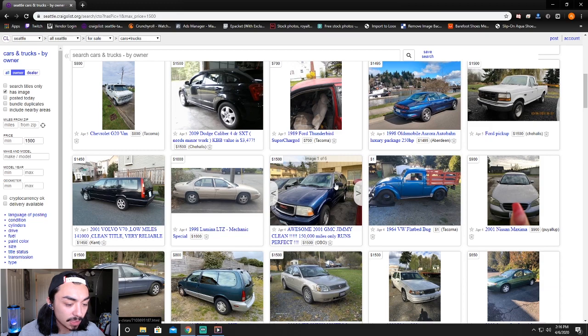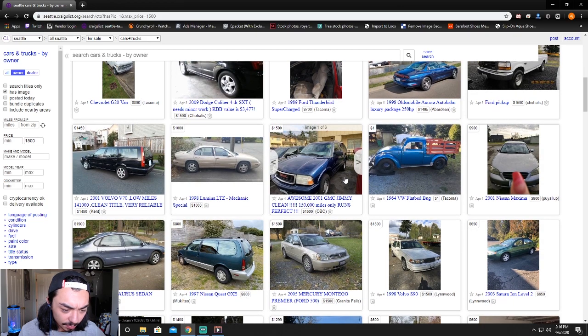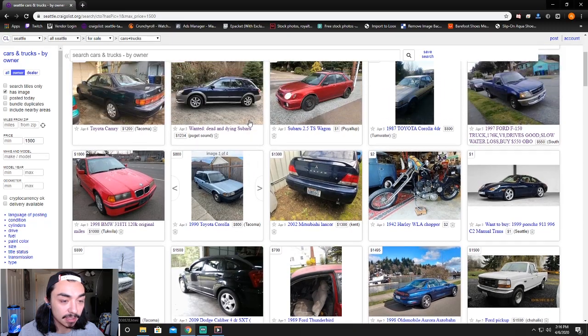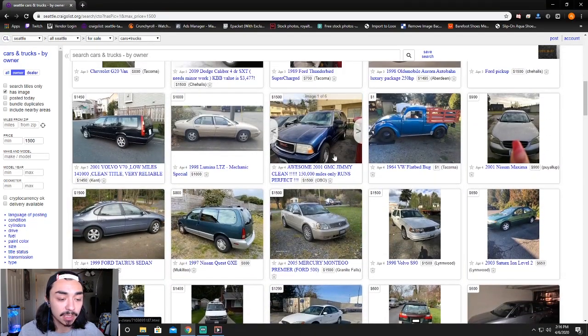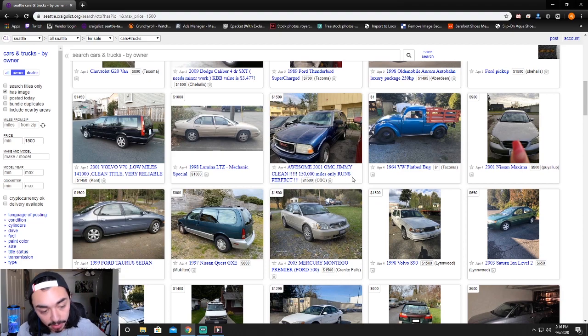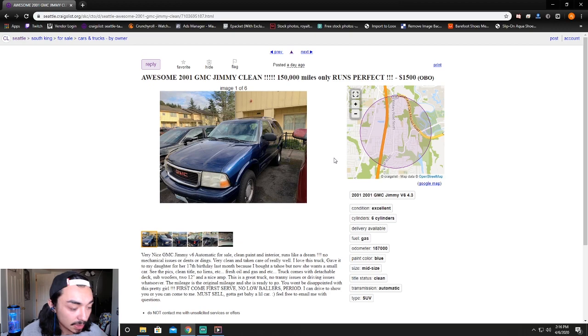But I would more look at vehicles that you see on the road a lot, and people like not only vehicles that have good MPG, like the Metro, but utility vehicles as well. So something like this one is a 2001 GMC Jimmy, clean, 150,000 miles, runs perfect. That sounds great. Let me look.